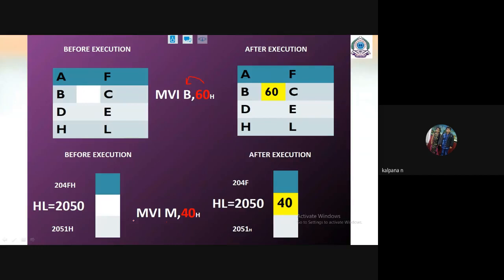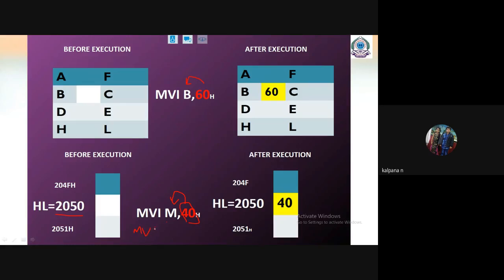And next, second is MVI M comma 40. So here data is what? 40. And this data directly we are moving into the memory location. So what is the memory location here? 2050. In the instruction, in place of M, we will write 2050. So what is the instruction?